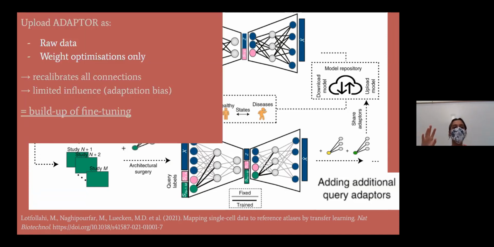And the cool thing about adapters is that you can upload your raw data as another reference source, or you can upload only the weight optimizations that were done to the model as a result of having looked at your data without actually exposing what your data was. And this is useful for, let's say, unpublished research. Let's say you have a lot of research going on, but you haven't published it yet, you can't share that data. Well, you can still share the modifications that were done to the models for other people to use.